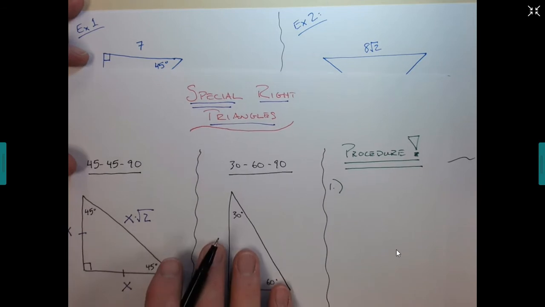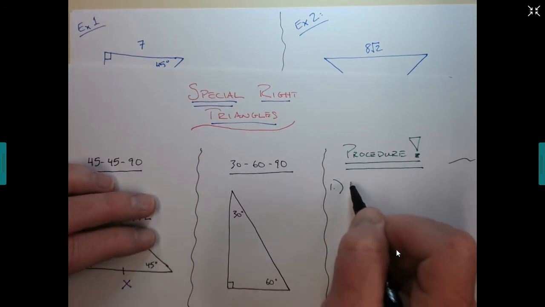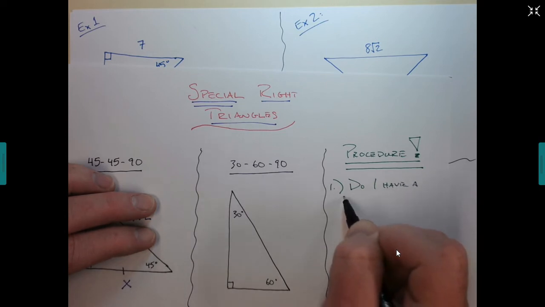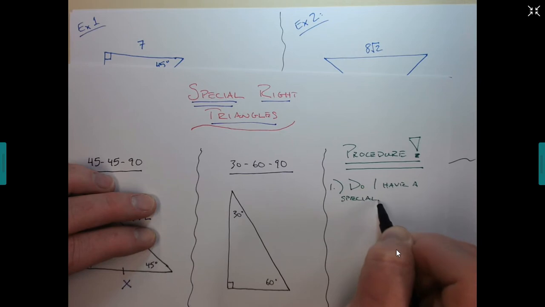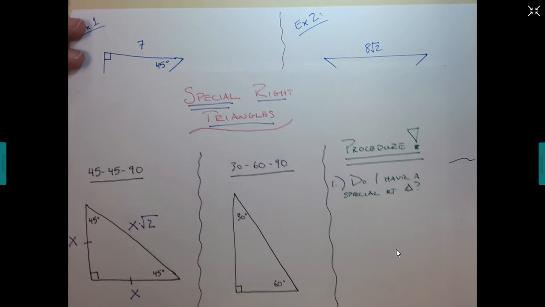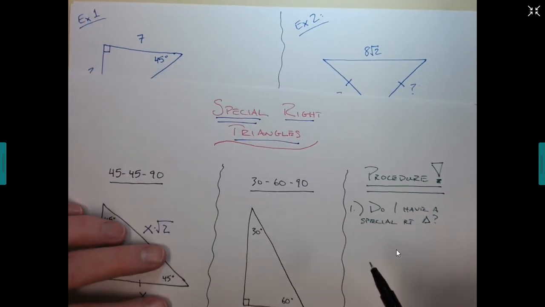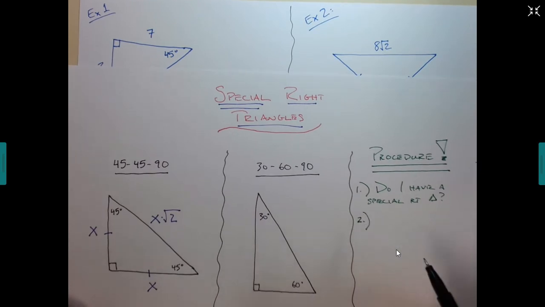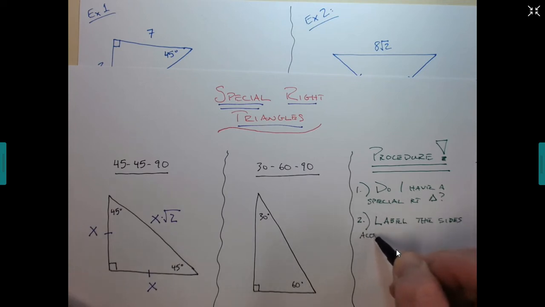So anytime you're doing this, your first procedure step is make sure, do I have a special right triangle? All right, on this problem, I do. All right, so we can try and apply this rule over here. So step 2 in the procedure, these are my recommendations, would be to label these sides according to the rule.